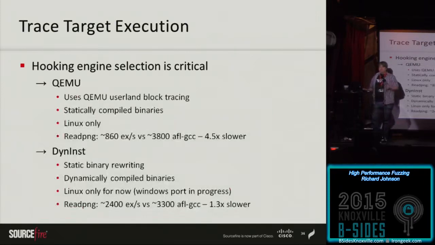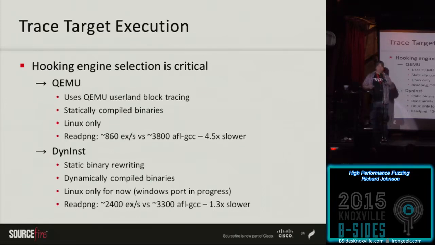So there was one attempt to bring AFL to the binary world, and that was by modifying the QEMU engine so that QEMU would do basic block testing on the fly. That's out there, but it only works against statically compiled binaries. It only works on Linux targets. And it's about 4.5 times slower than running it at native speed.